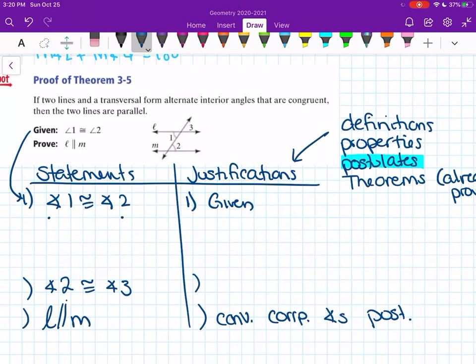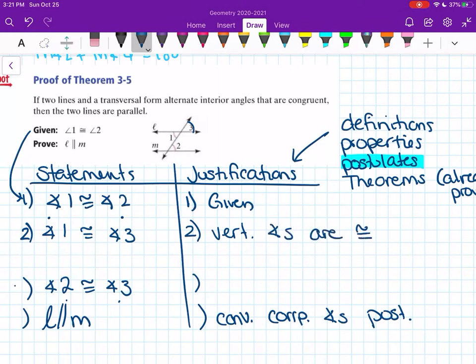Okay, so now our goal is to get from angle 1 congruent to angle 2 to then say angle 2 is congruent to angle 3. Well, I don't know those lines are parallel, so I can't say 2 and 3 are congruent right away, but I do know that 1 and 3 form vertical angles. So angle 1 is congruent to angle 3, and that's because vertical angles are always congruent.